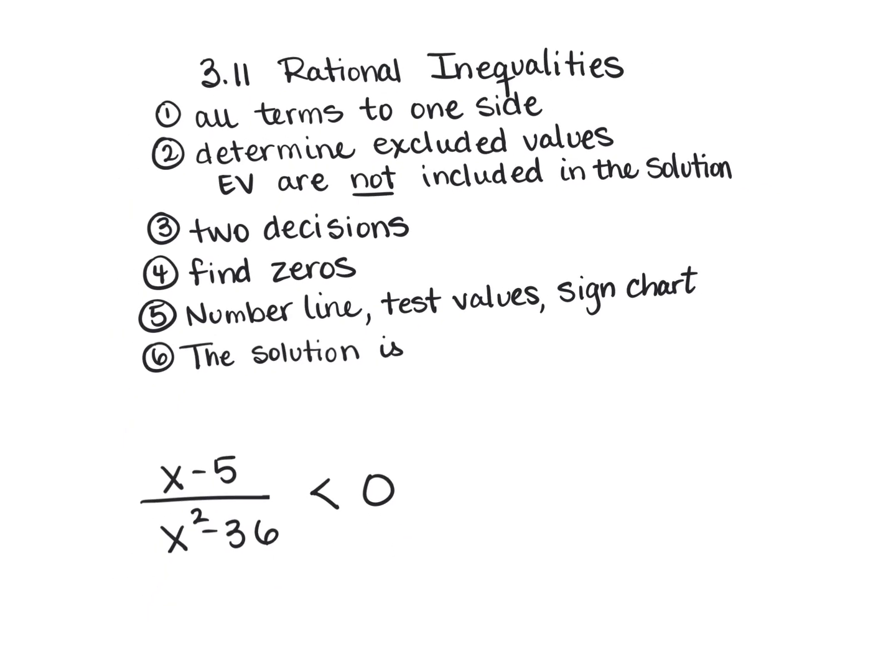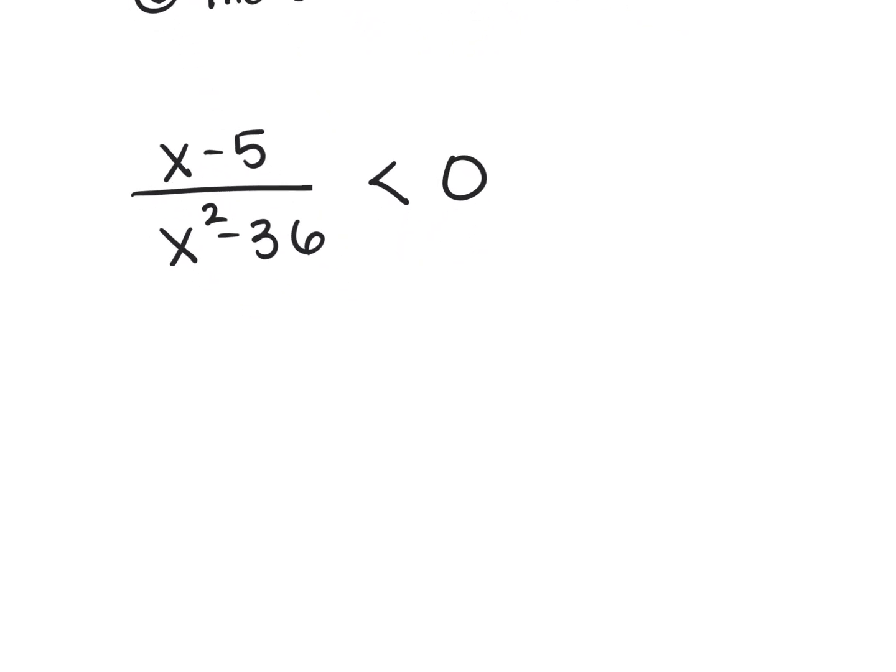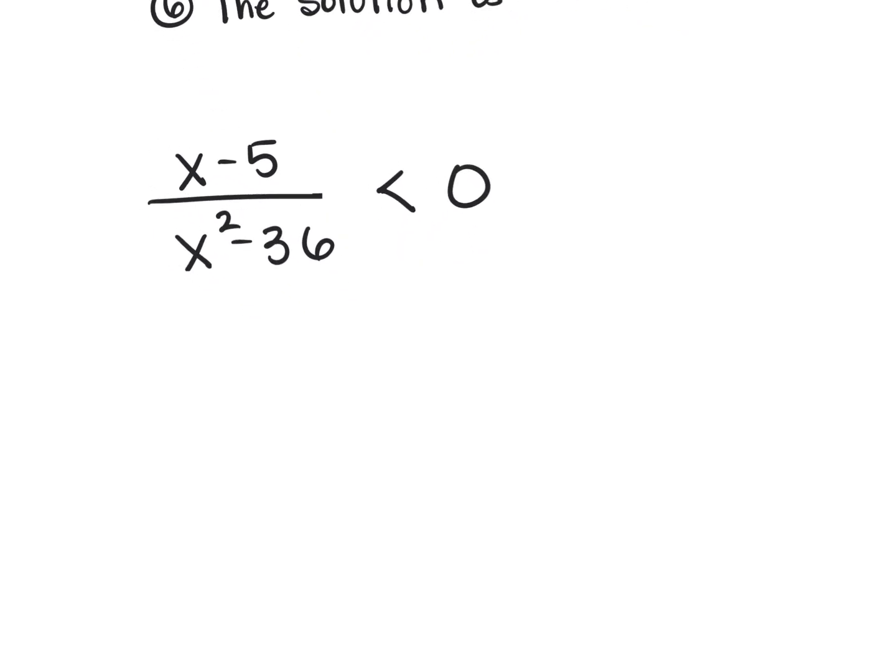So let's do an example. In this one, we have everything to one side, and we want to decide what happens if I factor. If you're able to factor, you want to do that first. So we have x plus 6 and x minus 6.